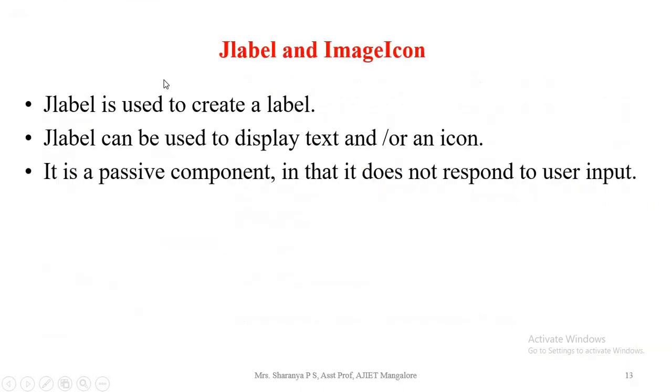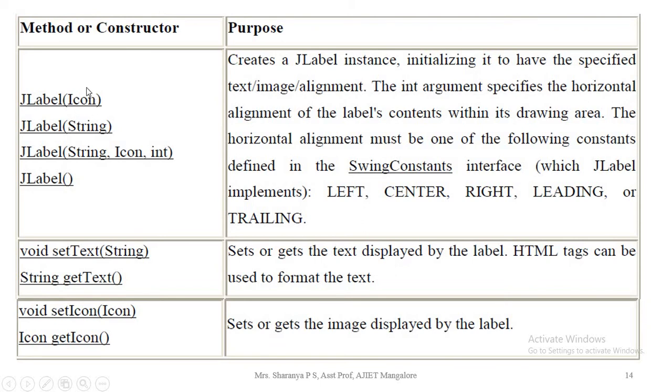The constructors defined under JLabel are: JLabel with an icon can be passed. This icon refers to any image that we can pass to the JLabel, or as we saw previously, we can pass a string, or we can just call JLabel, which will create an empty label. One more way is that we can pass the string, then the image icon, as well as the integer. Here the integer refers to the location of that label, whether it is left, center, right, leading or trailing. And we can set the text of this label even after adding the label. That we can perform by using the setText method, and the current text present in the label can be obtained by using the String getText method.